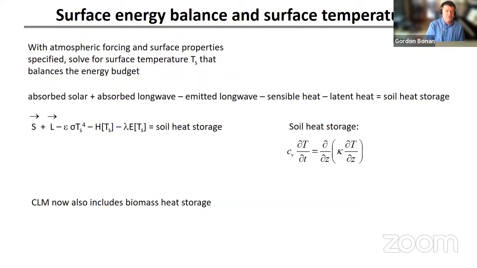And nominally, it's the absorbed solar and absorbed long wave radiation. It must be balanced by the emitted long wave radiation, the sensible heat flux, the latent heat flux, and soil heat storage. The emitted long wave radiation, sensible heat, latent heat, and soil heat storage can be written as a function of a surface temperature. And what the CLM does is nominally solve for a surface temperature that balances this energy budget. Also want to point out that CLM 5 or later versions of it also include a biomass heat storage. That's an additional term in the energy budget.